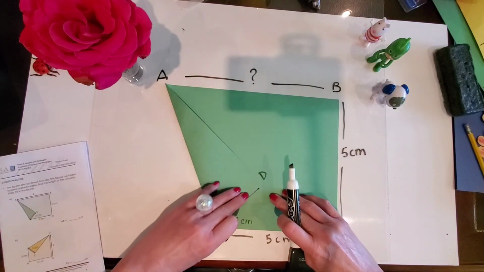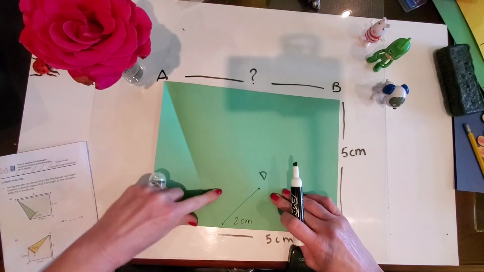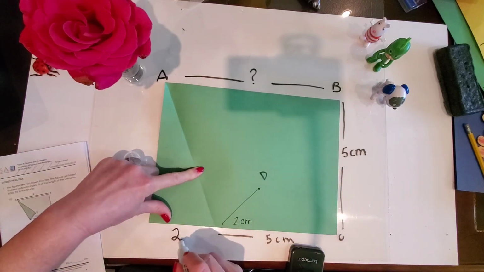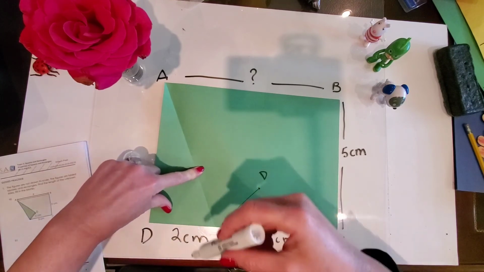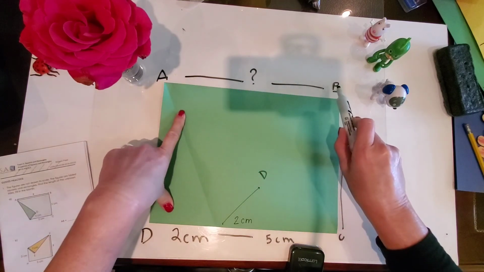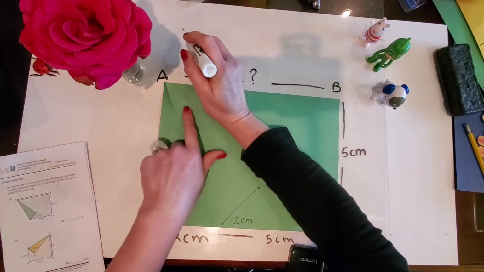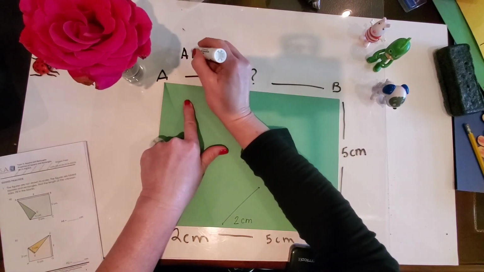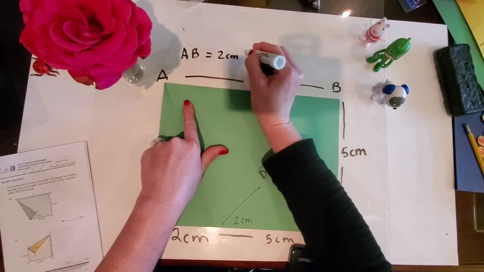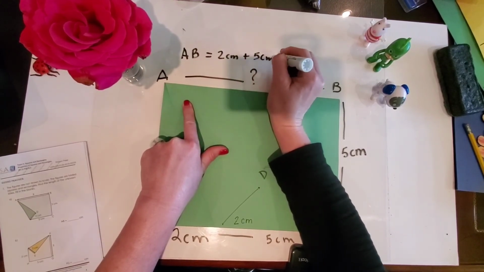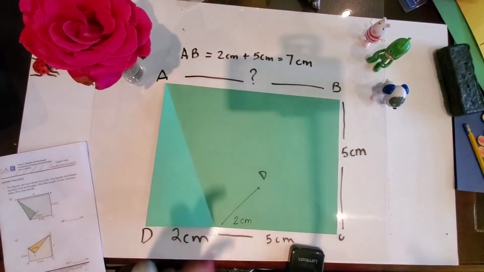Okay, so we know that this is 2 centimeters here, and if we unfold this here, this is the same thing. This also is 2 centimeters. So to find out what A to B is, you just simply add 2 centimeters plus 5 centimeters. So we say AB equals 2 centimeters plus 5 centimeters equals 7 centimeters. So AB equals 7 centimeters.